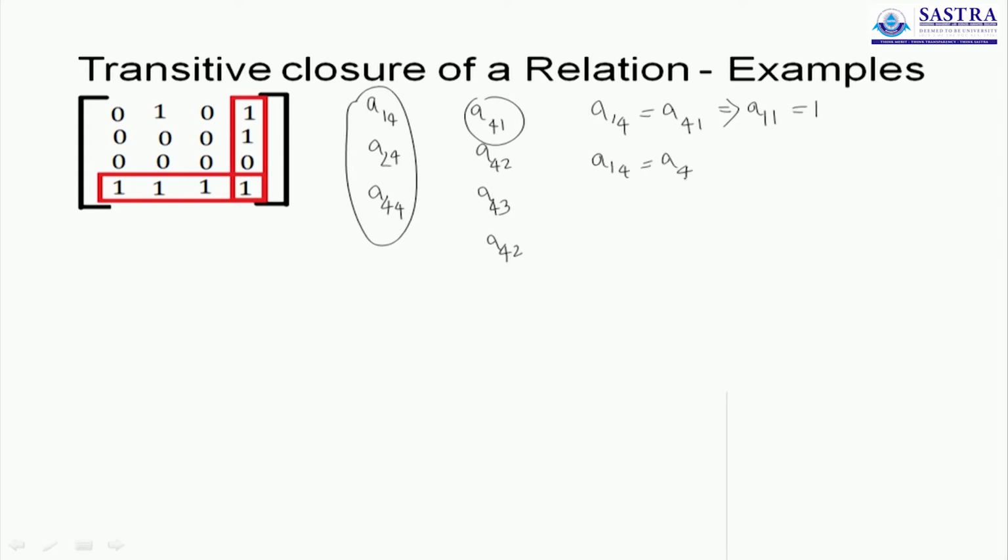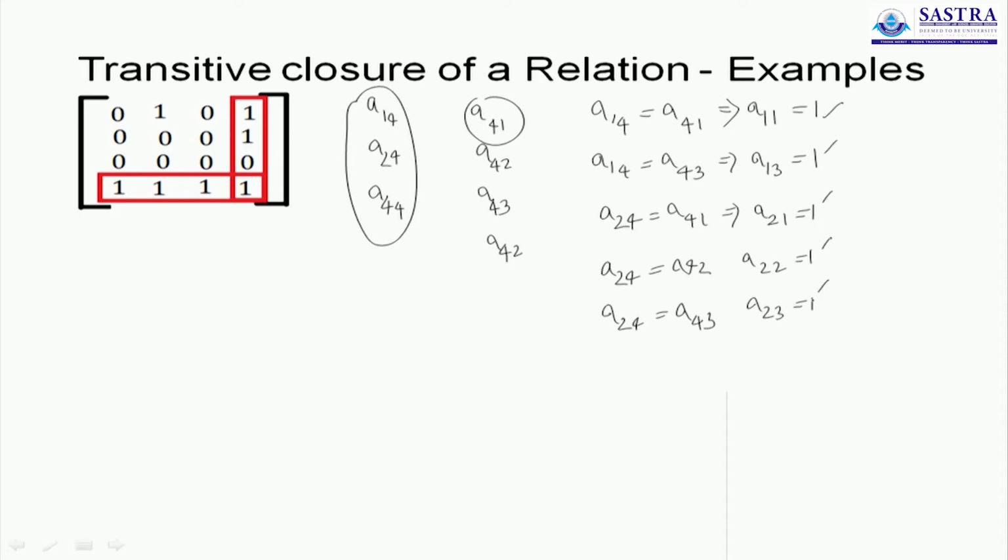A14 and A43 are ones. By the algorithm, A13 also is 1. A24 and A41 are ones. Therefore, A21 is 1, A22 is 1, A23 is 1, because you can compare with A42, A43, etc. But you can't make any more changes because there are no entries that begin with A34 or A33 or A32 or A31. All of these entries are zeros. So we will be making only these 5 changes to the matrix.